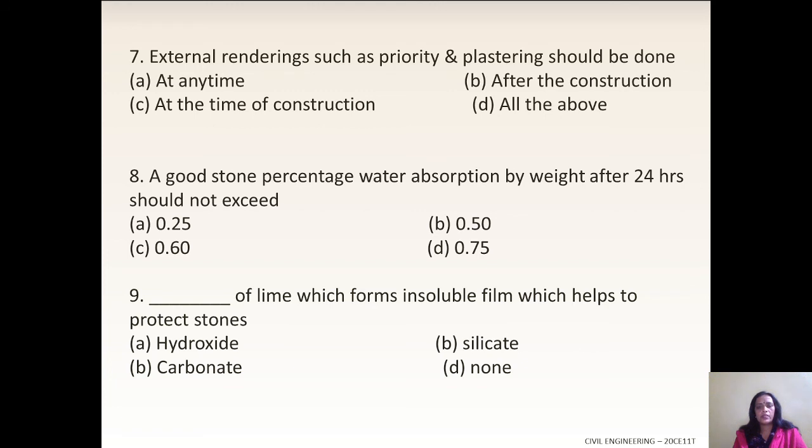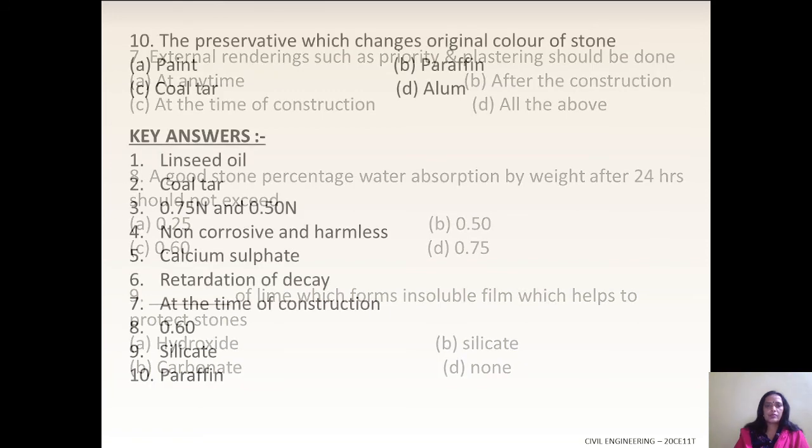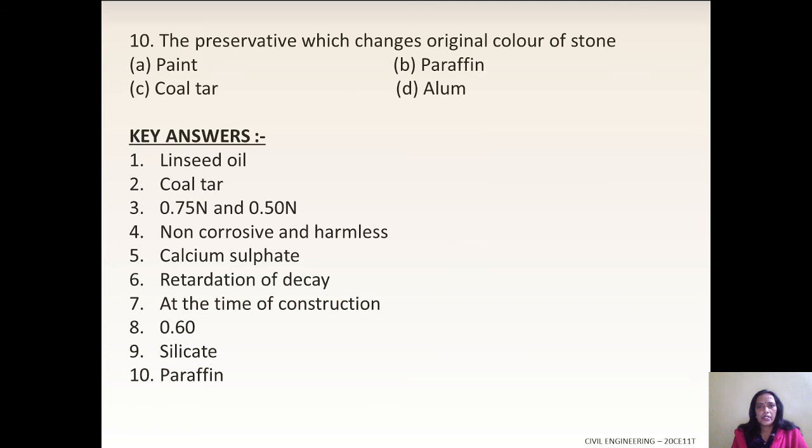Next one: the dash of lime forms an insoluble film which helps to protect the stones. Hydroxide, silicate, carbonate, or none of the above? It is the silicate of lime which forms an insoluble film. The preservative which changes the original color of the stone: paint, paraffin, coal tar, or alum? It is paraffin.